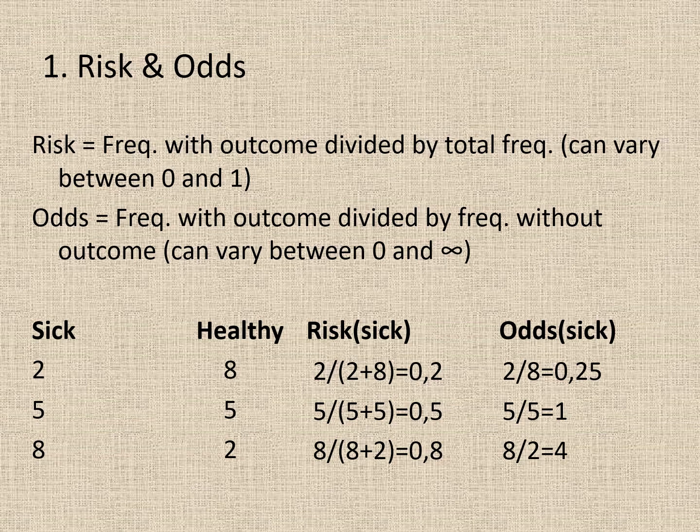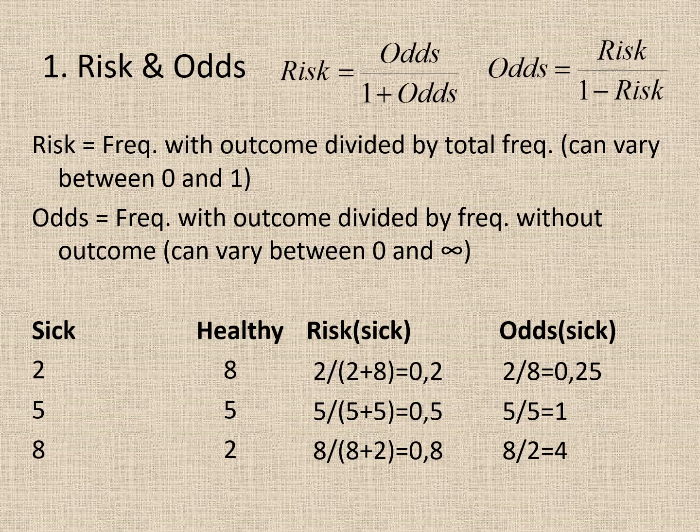Yes, of course. We can always go from risk to odds with those formulas. The risk is odds divided by 1 plus odds. And odds is the risk divided by 1 minus risk. So, of course, they have a perfect association.